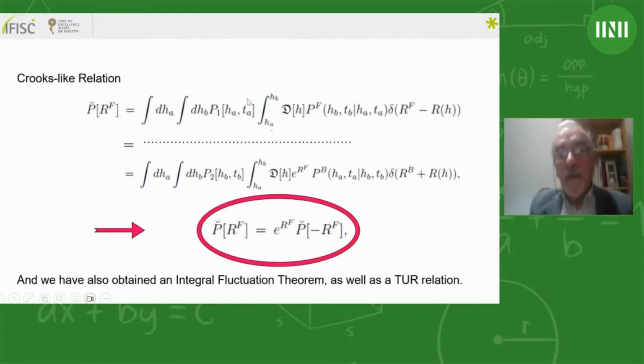We have also, operating on these relations, found the probability of some amount of entropy production, and we arrive at this relation that is a Crooks-like relation, showing that the probability of a positive production of entropy is exponentially larger than the production of a negative one. We have also obtained some integral fluctuation theorem, as well as another two-time relation.